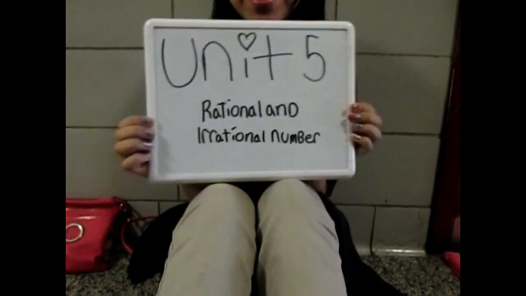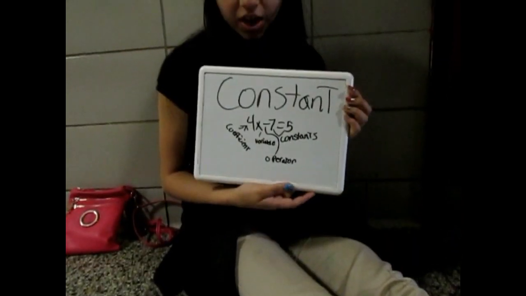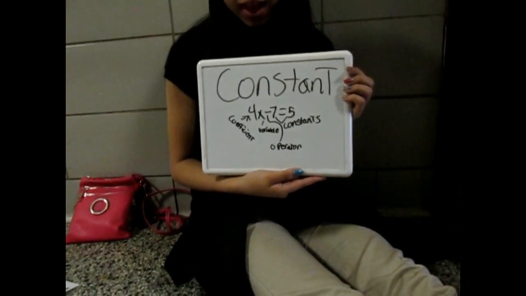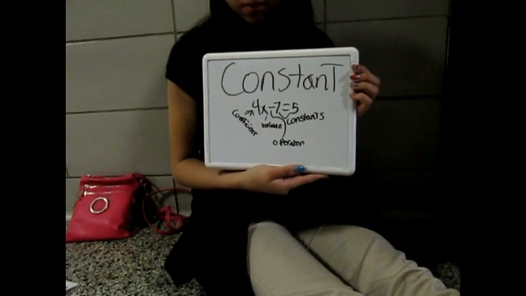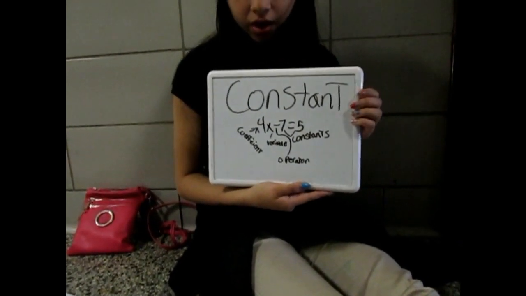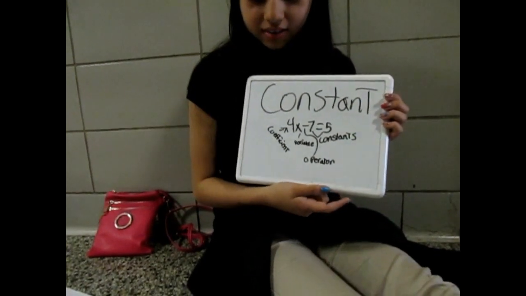Today we are going to talk about rational and irrational numbers. Constant: occurring continuously over a period of time. Example: in algebra, a constant is a number on its own, or sometimes a letter, such as a, used to stand for a fixed number. These are some examples.